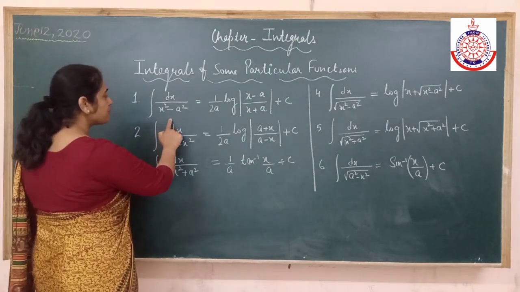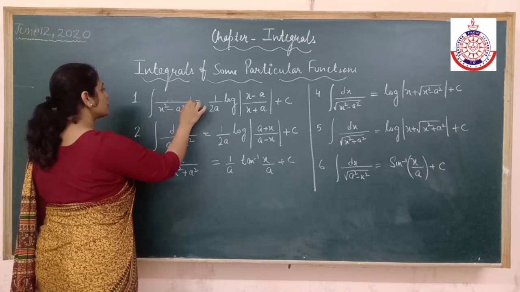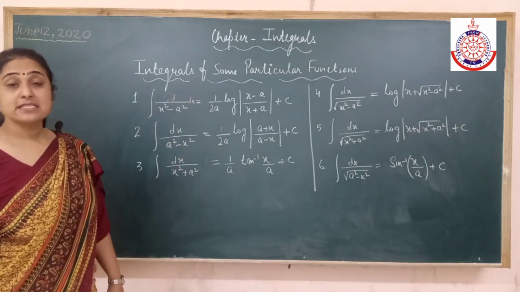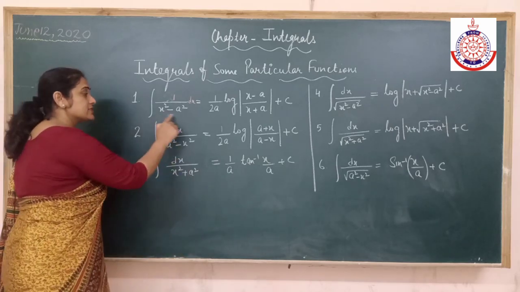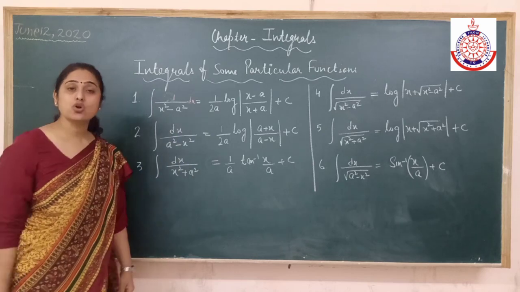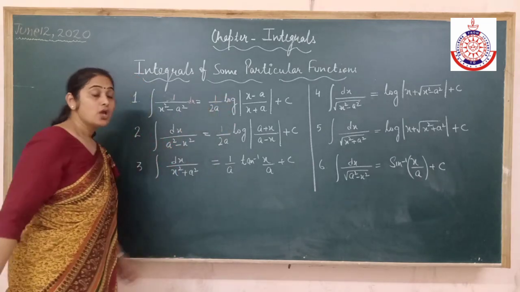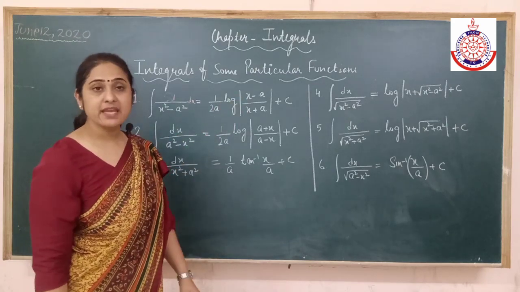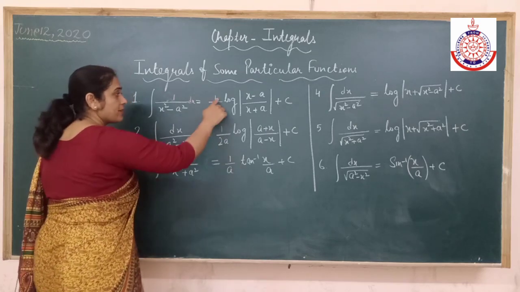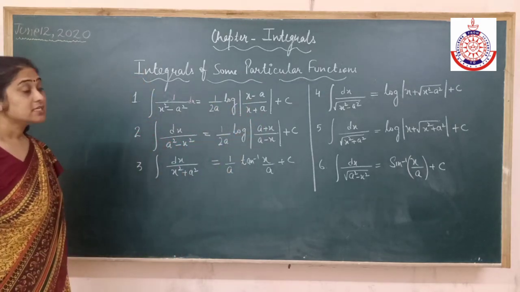Alright, the first is the integration of 1 upon, you can write this dx here also, doesn't matter, 1 upon x squared minus a squared. Here a is a constant, so the integration will be 1 by 2a log of (x minus a) upon (x plus a) plus c. 1 by 2a log of (x minus a) upon (x plus a) plus c.